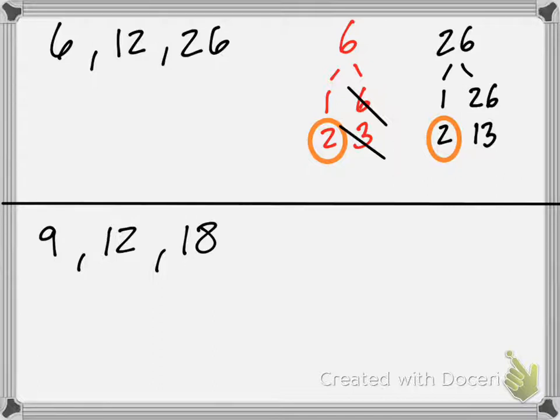9, 12, and 18. Again, I care about the factors of 9 first, my smallest. I got 1 and 9, 3 and 3. It's not even, so I can't have 2. Let's think about it. Can 9 go into 12? No, it cannot. Can 3 go into 12? Yeah, perfect. So let's start with that 3. Can 3 go into 18? Yes! So 3 is our greatest common factor.